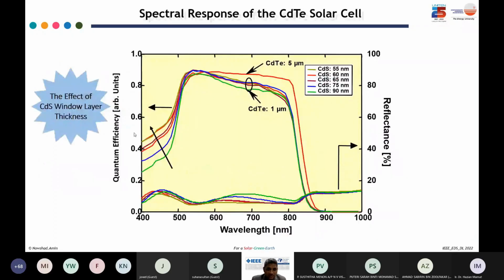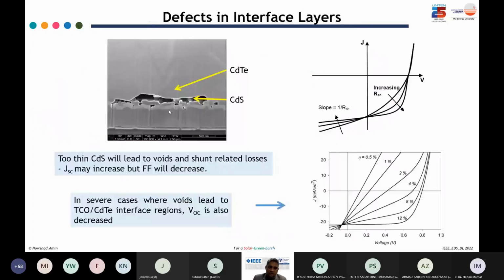What we found is that, as you can see from this spectral response, we can gain more current in the short wavelength region. But for 1 micron thickness, we really suffer in the long wavelength region. The absorption for 5 micron is here, and for 1 micron is here, so we have an absorption loss of this much. It's a dilemma how to proceed.